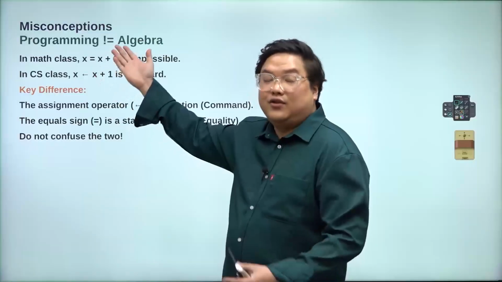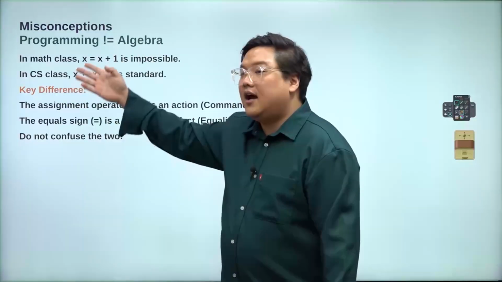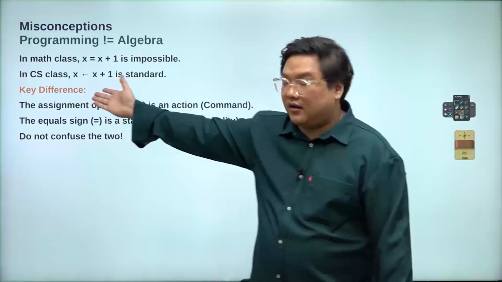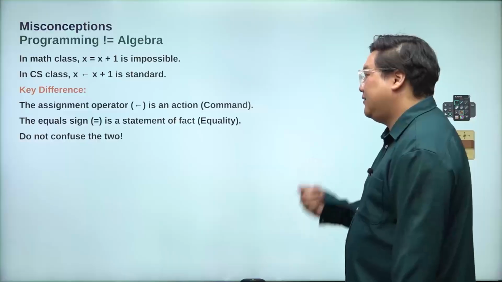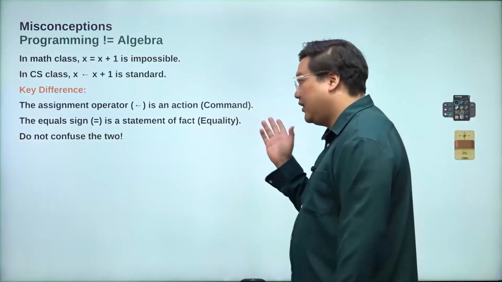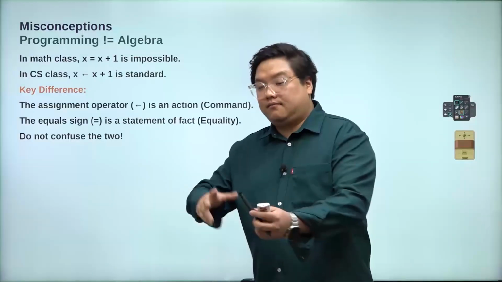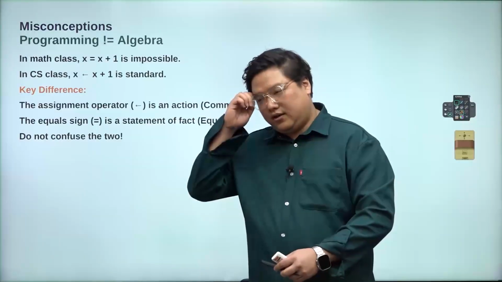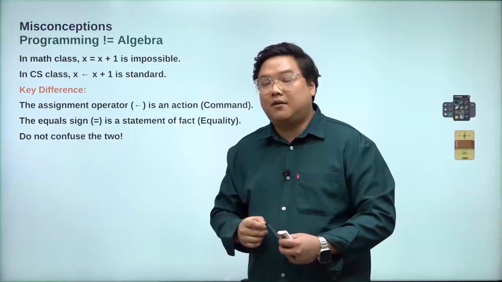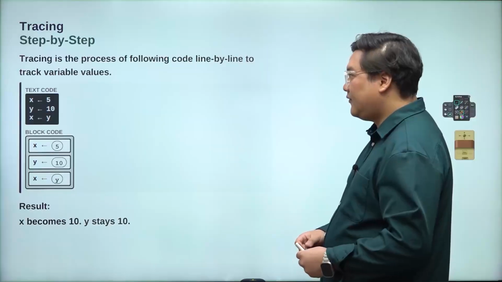That you need to do that, and it's okay because, again, it's not comparison, it's an assignment operator. So the assignment operator is an action. The equal sign is a statement of fact, so equality. So do not confuse the two, especially in Python or Java. When we're using the single equal sign, remember that that's the assignment operator. So do not get these confused. All right.